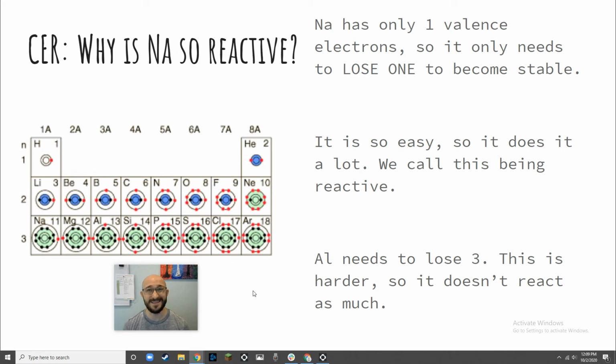Aluminum, on the other hand, has to do a lot more work. It has to lose 3 electrons, not 1 electron, 3 electrons. So it's less reactive because it has to do all 3 at the same time. It can't lose 1 here and 1 there and 1 there. It has to lose all 3 at the same time. And that's harder. So it doesn't do it as often. Because again, atoms are lazy.